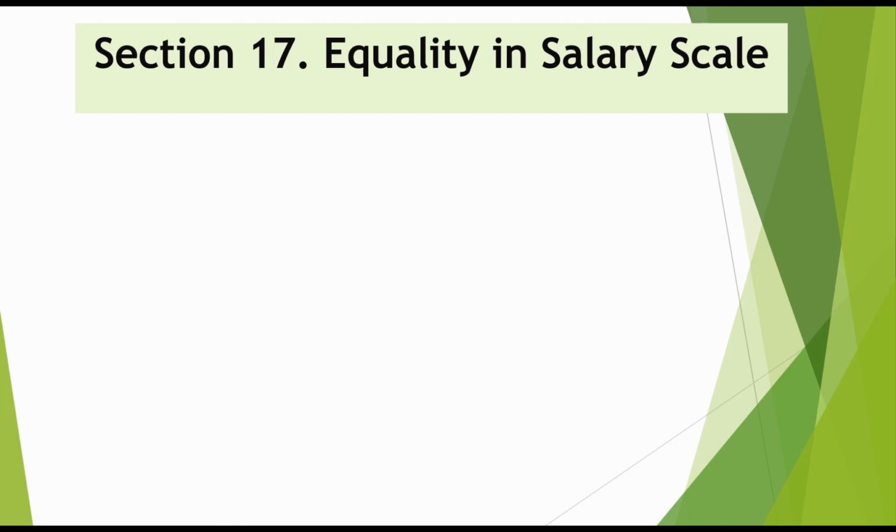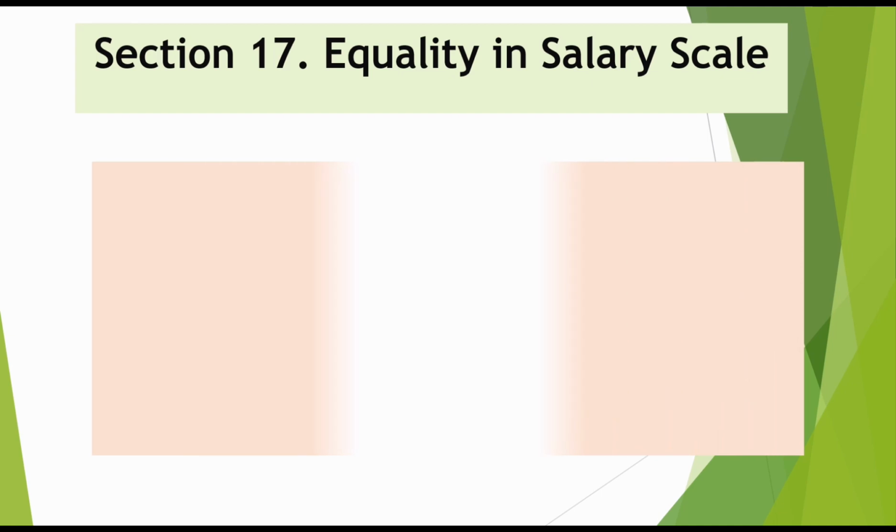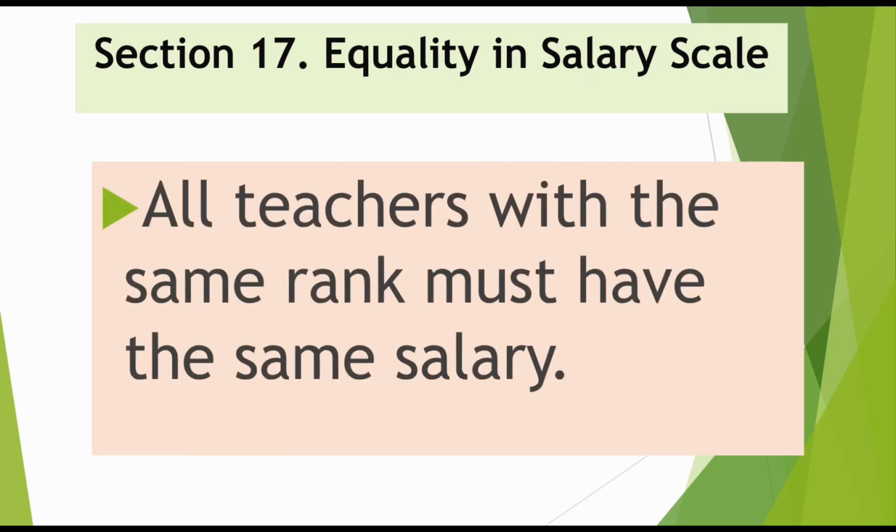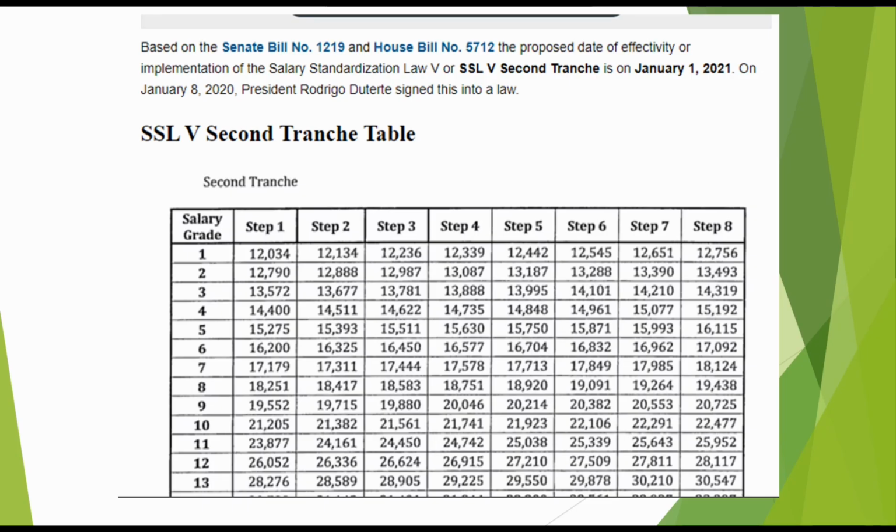How about equality in salary scale? This means that all teachers with the same rank must have the same salary. So class, this is now the basis of the salary of all government employees. This means that all Teacher 1 should fall on salary grade 11 and their salary is 23,877. For Teacher 2, their salary is 26,000 and above.